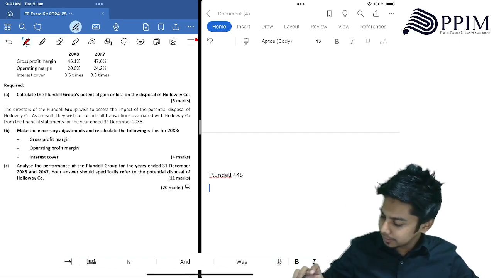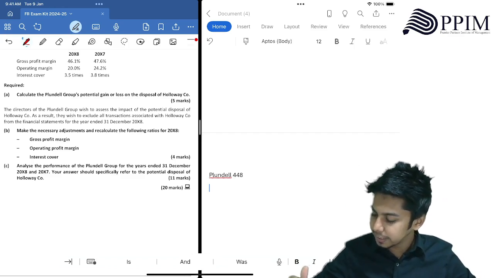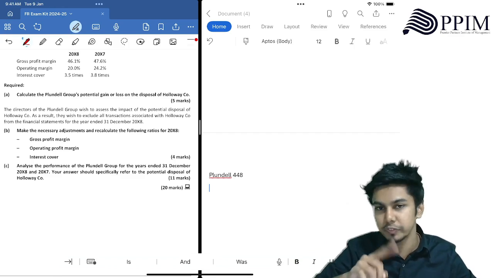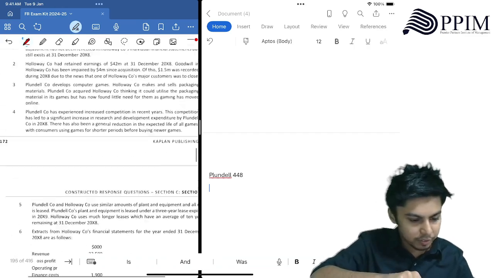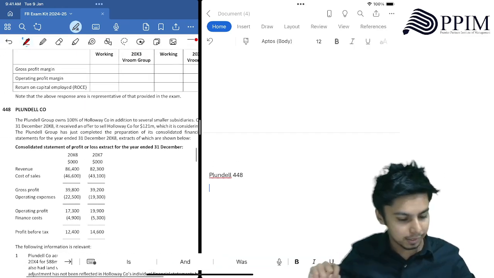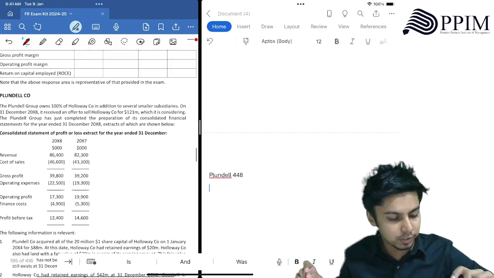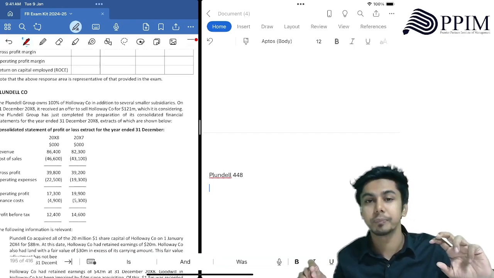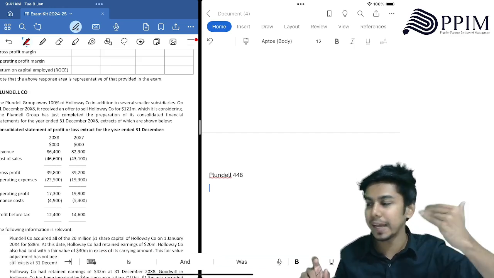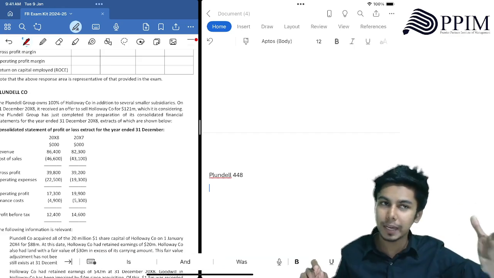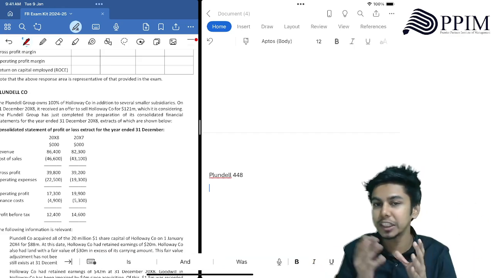Right, so guys, let me quickly mark these answers. First of all, guys, potential gain or loss. So in this question, if I can remember, we have a subsidiary called Holloway. Now, I think guys over here we are P, right? We are Plundle, right? We own a business called Holloway. Now we are planning to sell them. Not we have sold, we are planning to sell. So if we do plan to sell, what is the potential gain or loss?